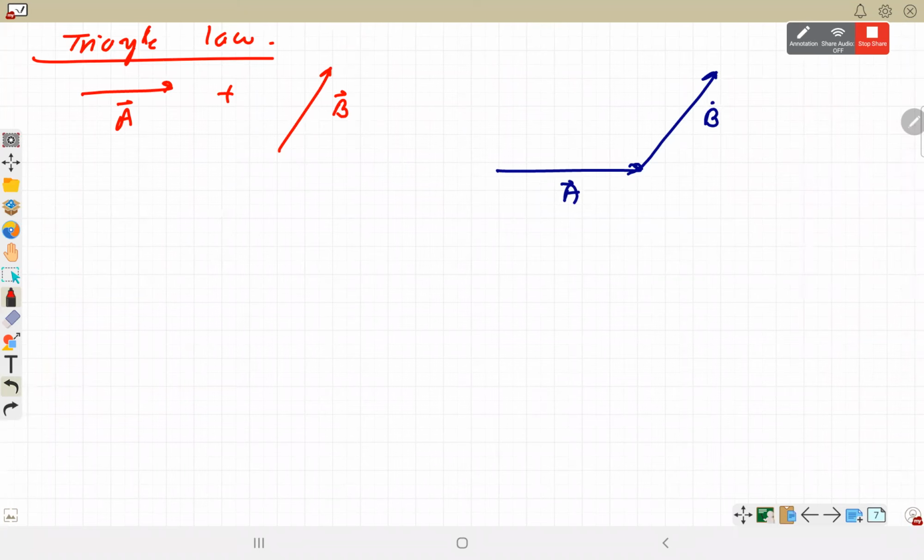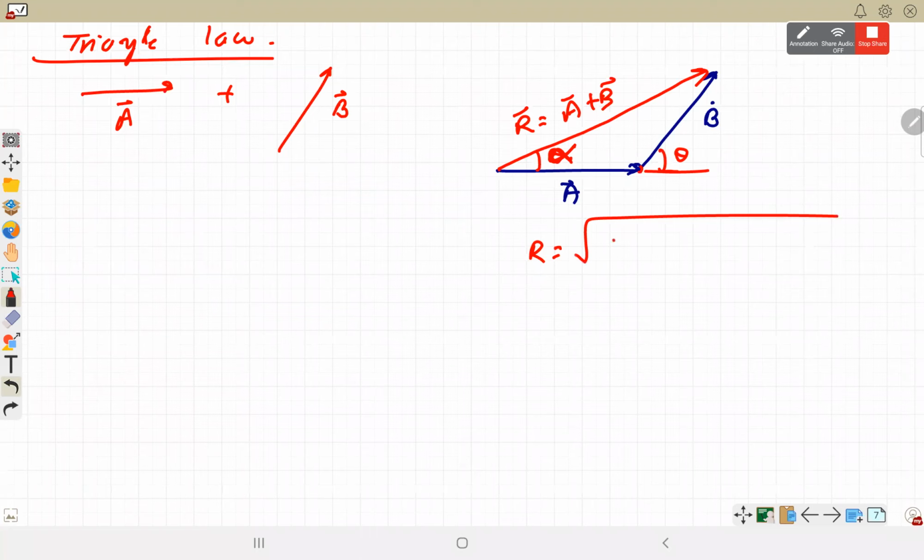This represents summation. Magnitude is root of A square plus B square plus 2AB cos theta. This angle is theta, and its direction is given by tan alpha. Resultant is A plus B, and the magnitude of the resultant of two vectors, where resultant means addition of two vectors, is A square plus B square plus 2AB cos theta, and the direction is given by tan alpha as B sin theta divided.